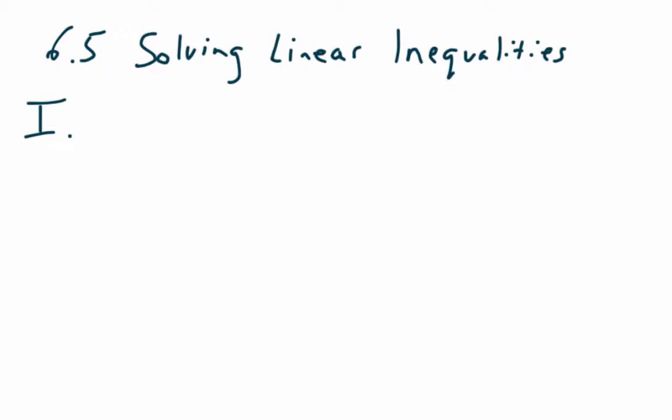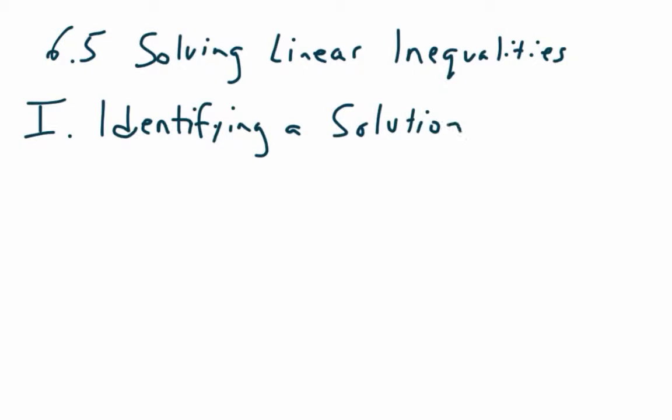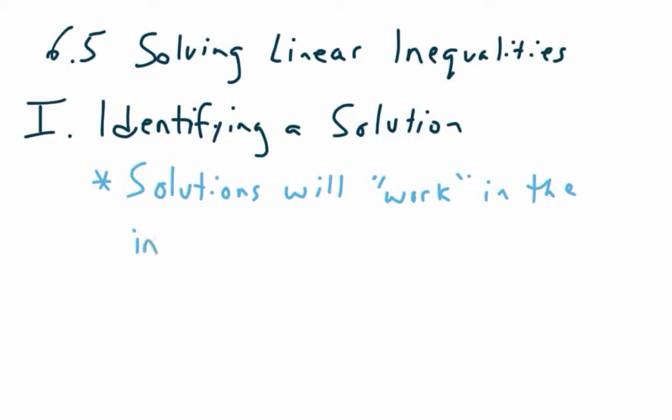First thing, Roman numeral 1, identifying a solution. It's kind of a no-brainer, but solutions are going to work in the inequality. I'll write that down. You could probably skip it and be fine, but solutions will work. You could put them in the inequality and it'll be true.